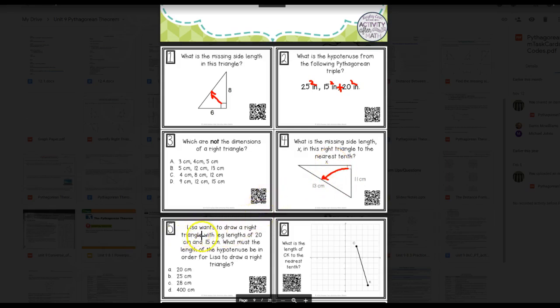Number five, Lisa wants to draw a right triangle with leg lengths 20 and 15 centimeters. What must the length of the hypotenuse be? Okay, so you have the legs, you need to find the hypotenuse. Number six, what is the length of CK to the nearest tenth? You'll need to draw your triangle and count the boxes, count the squares. Then you'll have your legs and you can find your hypotenuse.